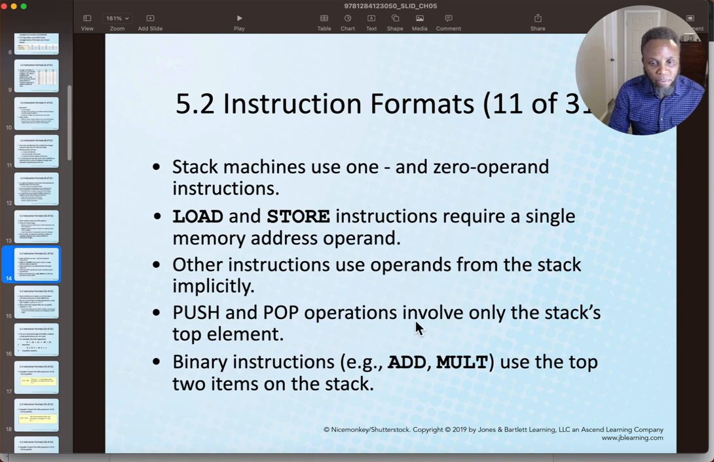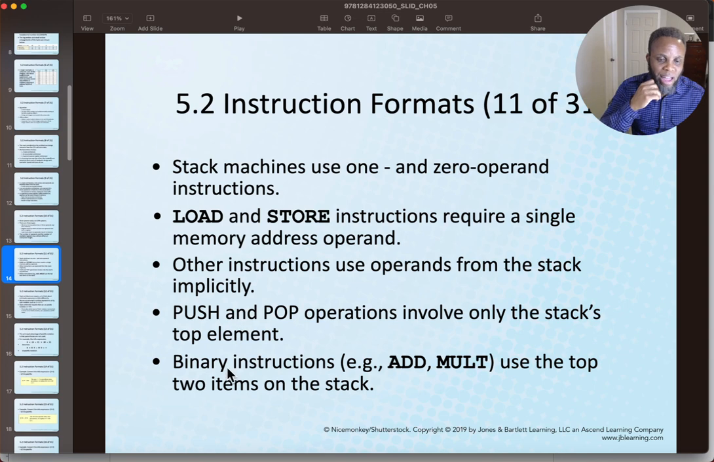Push and pop, again, are instructions, but these ones don't really contain operands, because when you push or pop, they involve only the stack's top element. When you push into a stack or you pop from a stack, there's an implicit assumption that when you pop, you're popping off the top of the stack, and when you push, you're pushing to the stack.